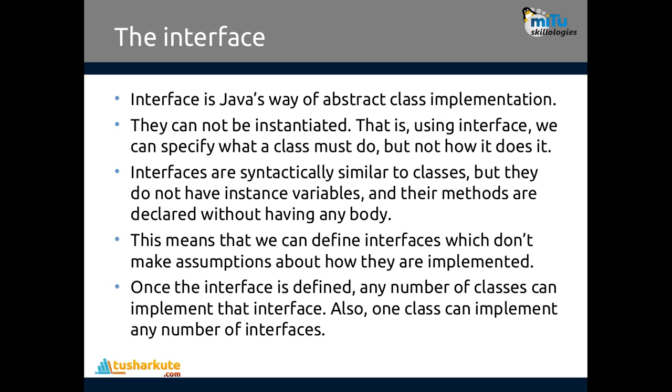Variables are present, but these variables are static and final. They do not have method implementation either; they have abstract methods only. This means that we can define interfaces which don't make assumptions about how they are implemented. Once the interface is defined, any number of classes can implement that interface. Also, one class can implement any number of interfaces, creating the illusion of multiple inheritance.